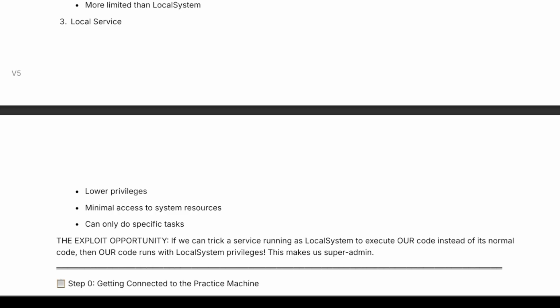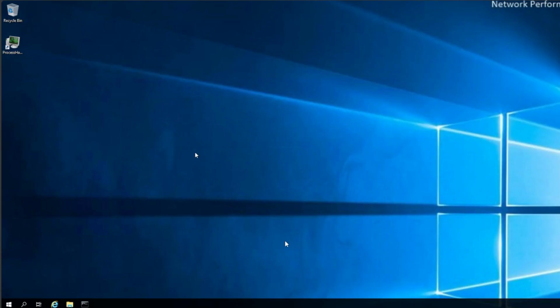The main point here is that if we somehow find a service that runs as Local System, then instead of the service running its own .exe file, we can replace it with our own. When that service runs our exe, it will run it as Local System, meaning that we will have high-level privileges, right? So this is the core point, right?